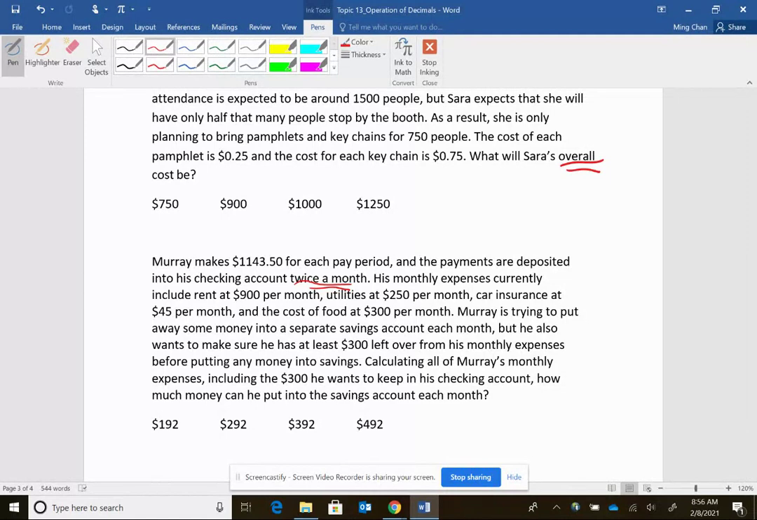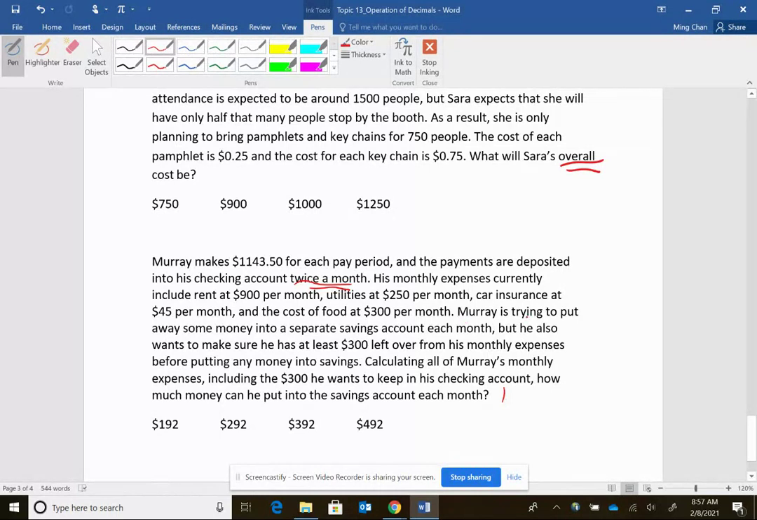You've got to subtract them from the monthly pay. The reason I say monthly is because right here at the end, how much money can he put into a savings account each month? So we are working with the pay for the entire month. Okay, $1,143.50 is only each pay period. He gets paid twice a month, so you've got to make sure you times two. Then subtract off all his bills.